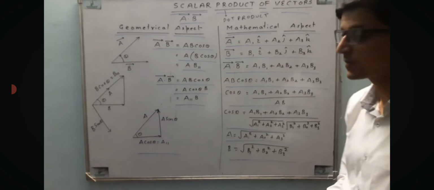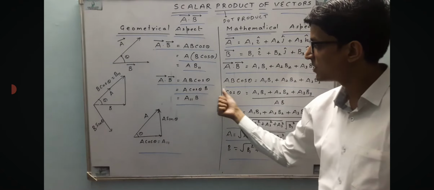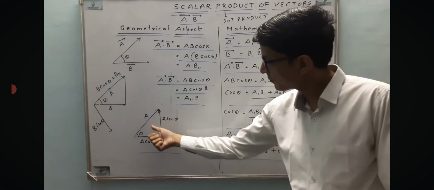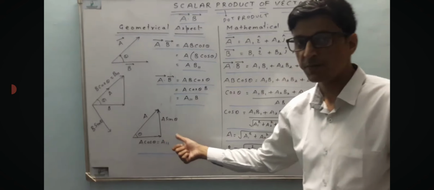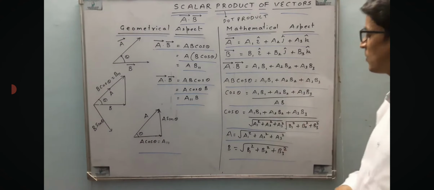In another definition, you can write A dot B is AB cos theta, that is A cos theta into B. A cos theta can be written as A parallel, which is the projection of A parallel to B. So in this way you can use the geometrical aspect. Let's talk about the mathematical aspect.